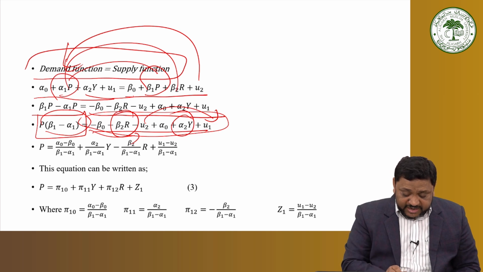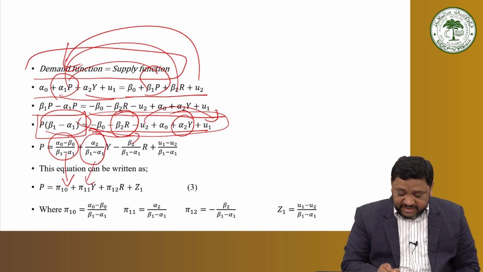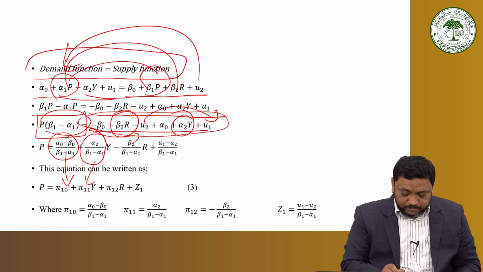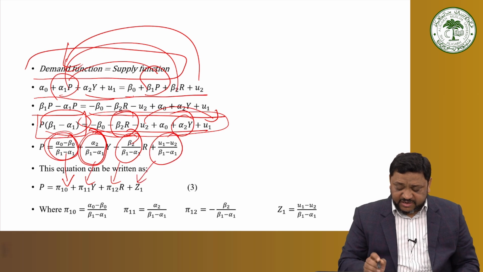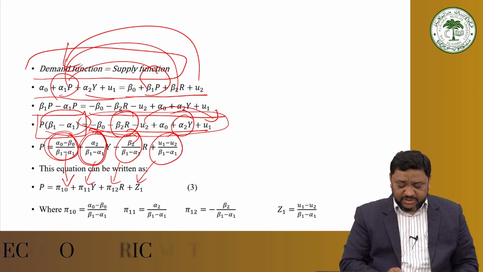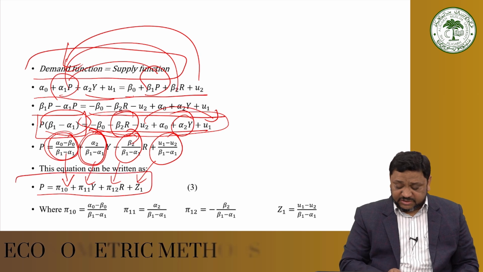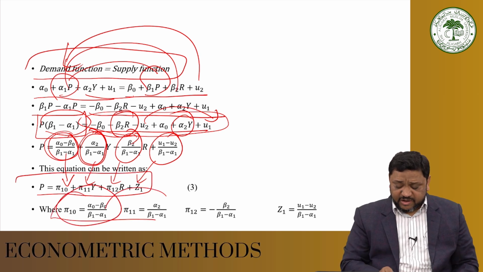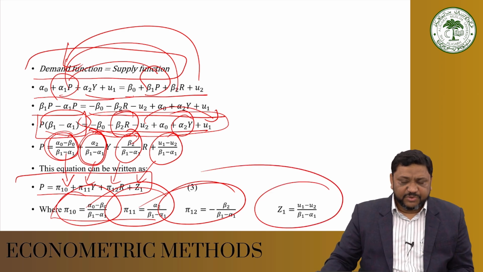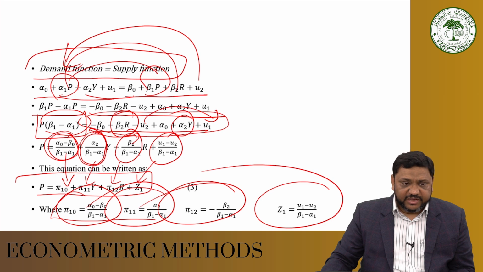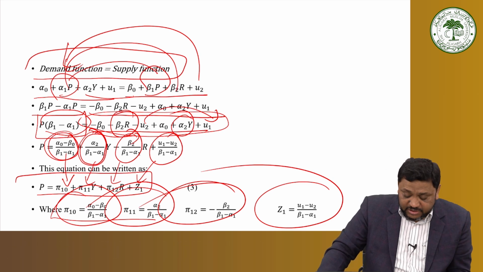So what we do, we write this term as pi 10, this term as pi 11, this term as pi 12, and this term we simply write as Z1. That's what this is, the reduced form for the price. It is the same thing: what is pi 10, what is pi 11, what is pi 12, and what is Z1. From here we have got these terms: pi 10, pi 11, pi 12, and Z1.